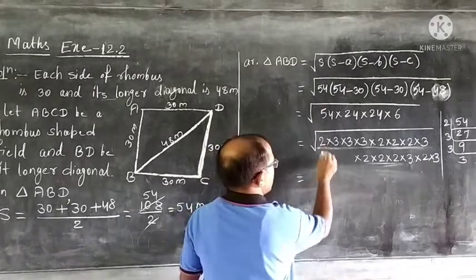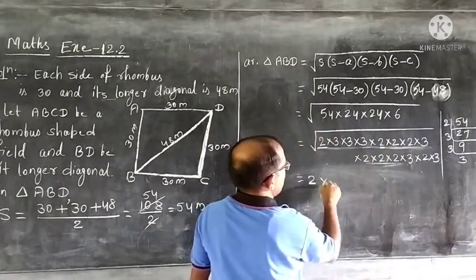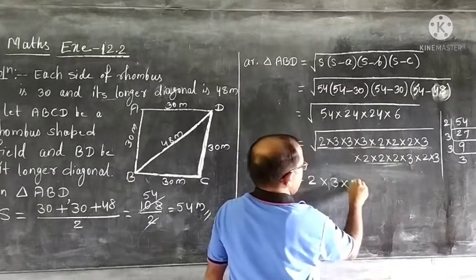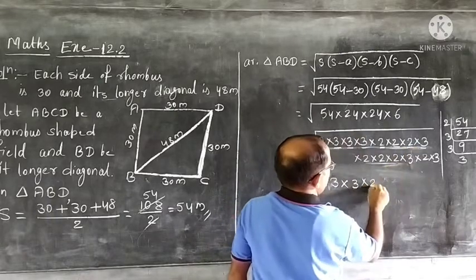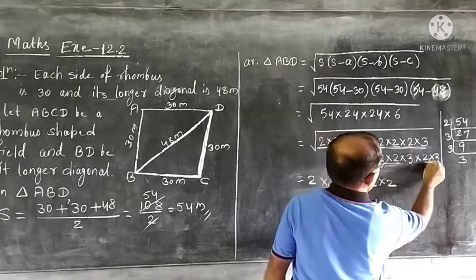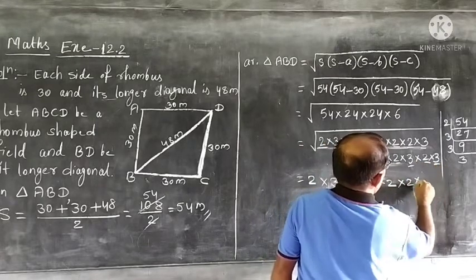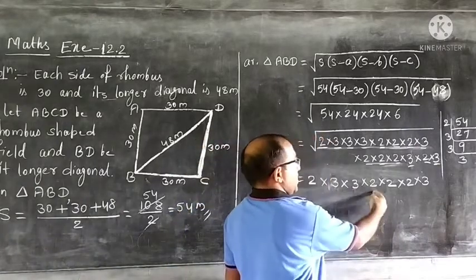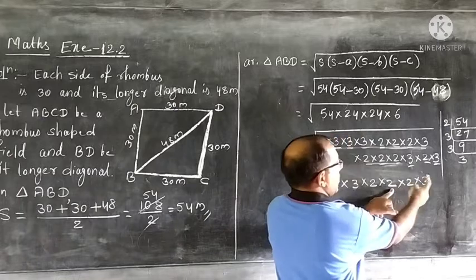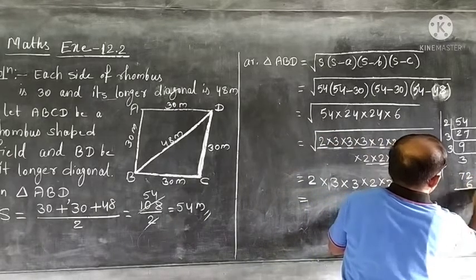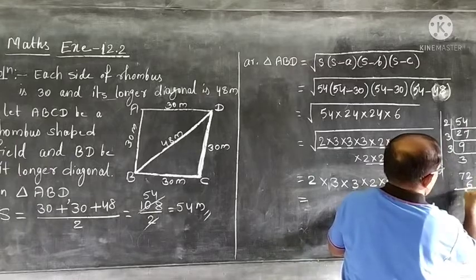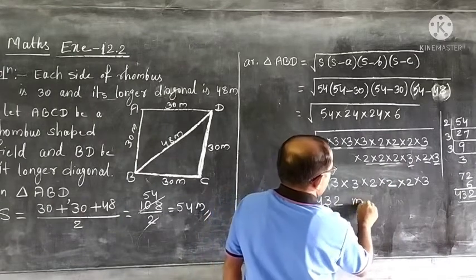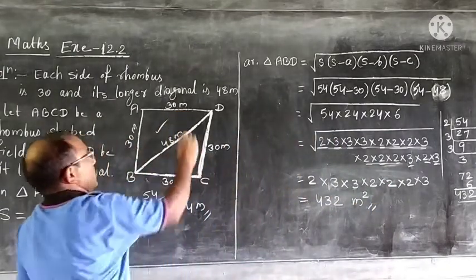Let us get the square root of it. 2 2, 2 we take out, 3 3, 3 is out, again 3 3, 1 3 is out, 2 2, 2 is out, from here also 2 2, again 2 2. From every pair we will take one number out and the square root is no more, cancelled. 2 3s are 6, 6 3s are 18, 18 2s are 36, 36 2s are 72 into 6. 72 into 6 we will get 432. So 432 meter square is the area of one triangle.